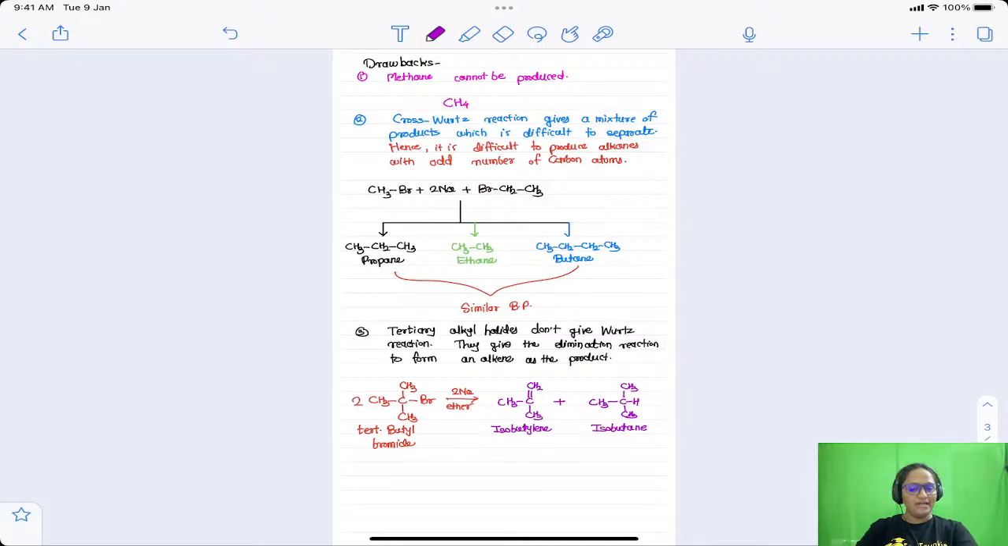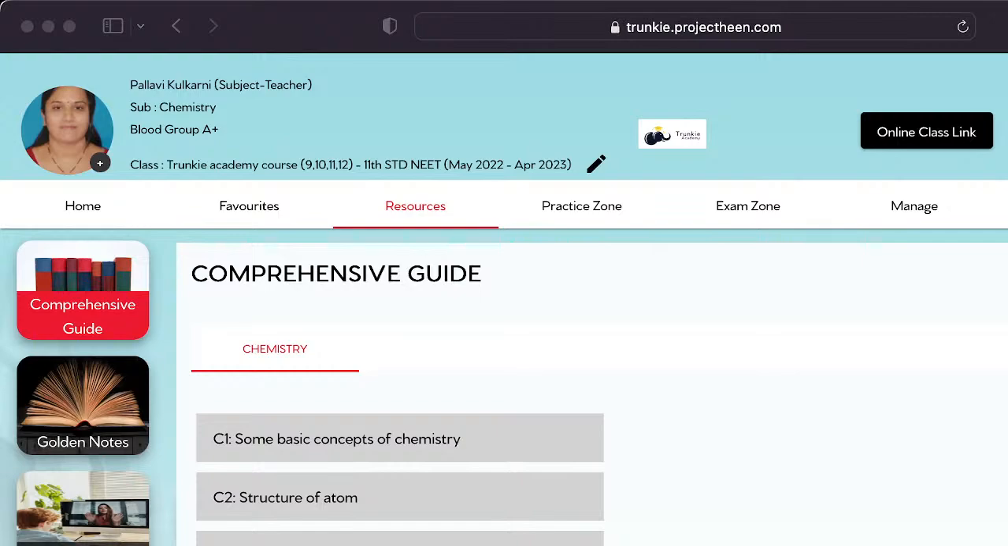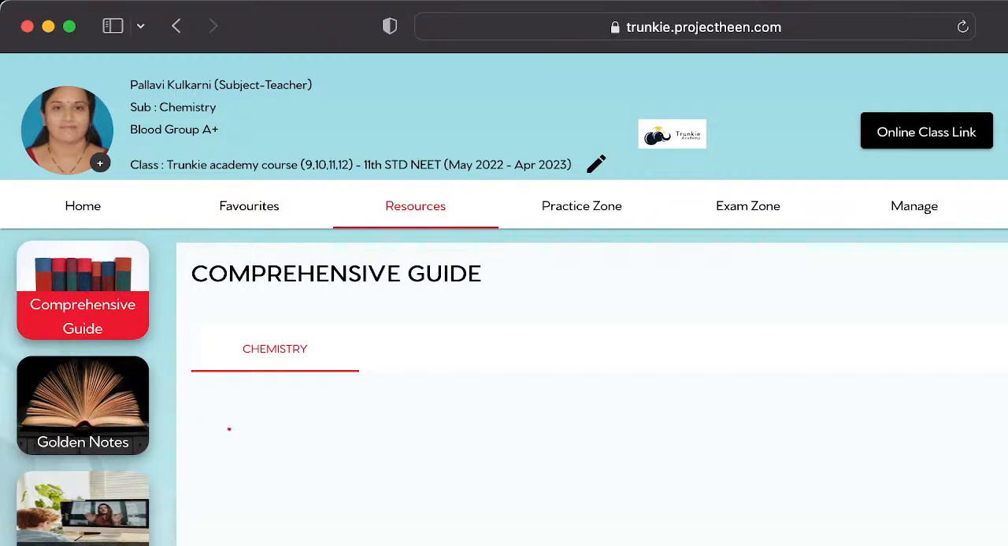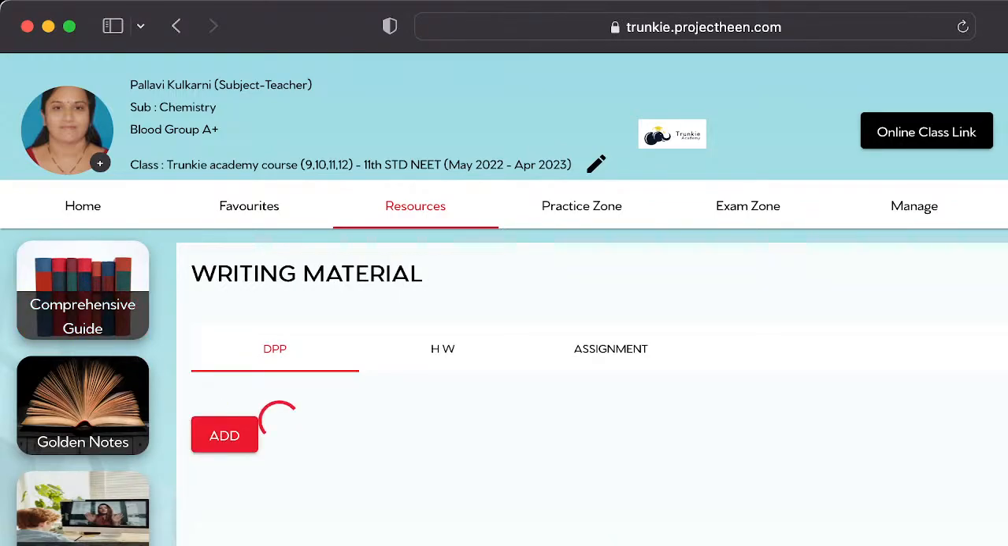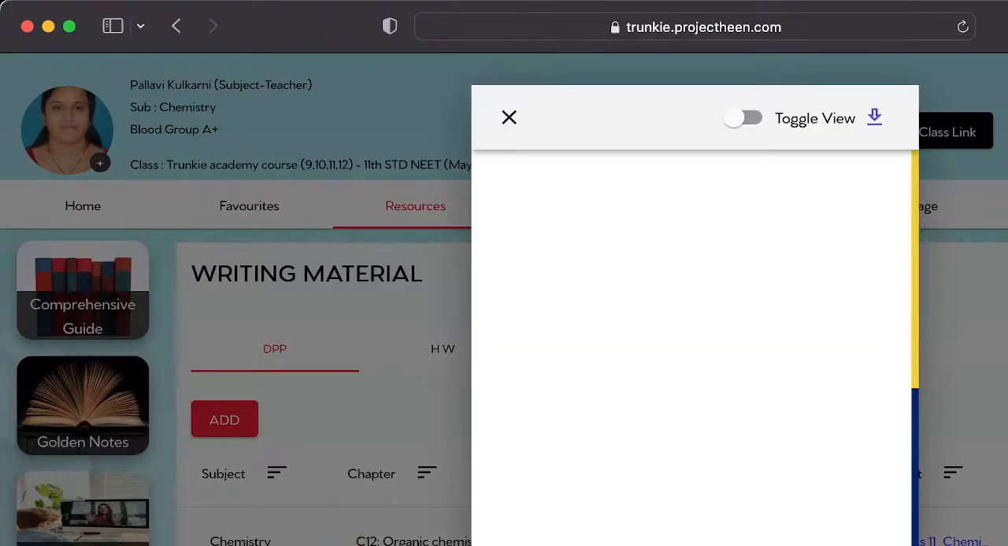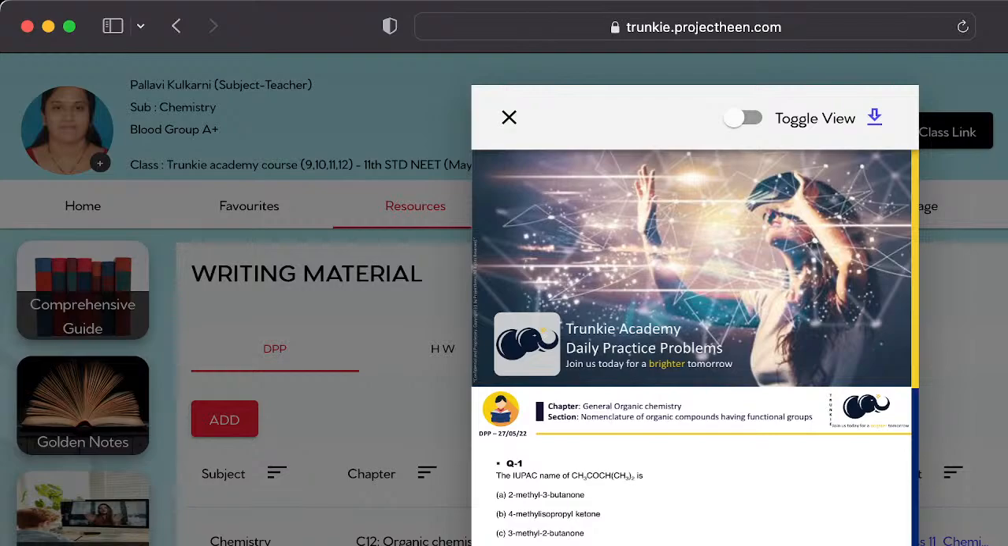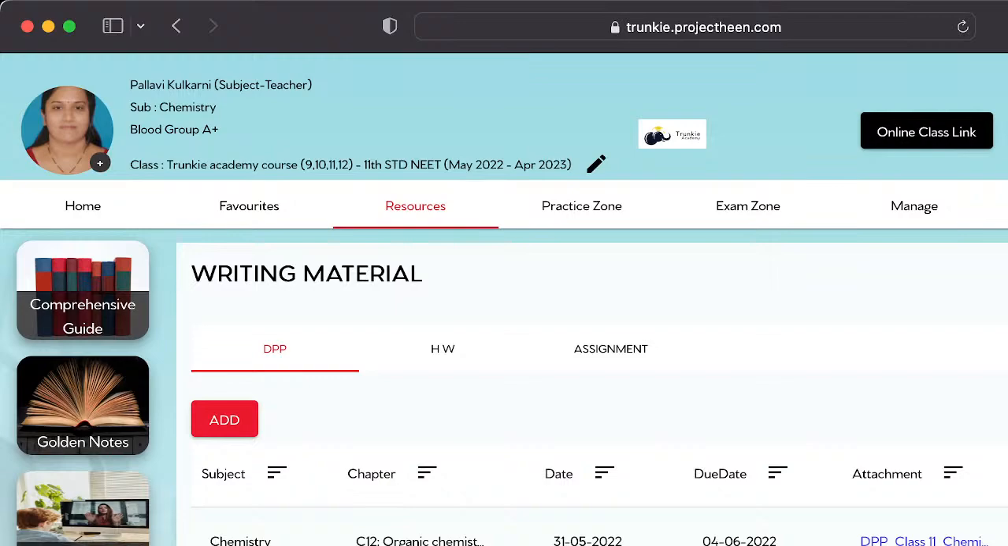Before ending the class, let me show you the DPP, daily practice problem. This is a teacher's portal; yours is similar. Go to the resources, then all the way down to the writing material. Then you can see DPP over here. Just click on DPP, daily practice problem. You will be able to download it also. Write down the solutions in your notebook or on any paper, take a picture of it and upload it on your portal, so that the teacher will be able to see it. Then the teacher will evaluate it and let you know the suggestions wherever required. I hope it is clear to you.